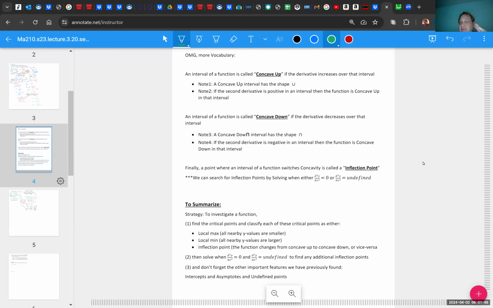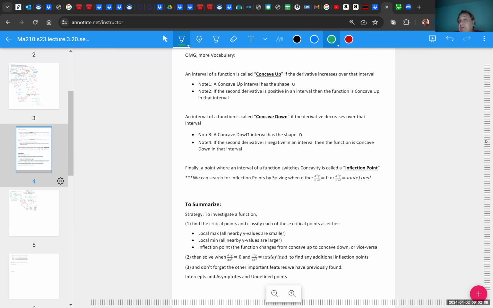And where it switches between concave up and concave down, or vice versa, concave up to concave down this way, all those kinds of things where it switches concavity is called an inflection point. And then I have a little summary here.